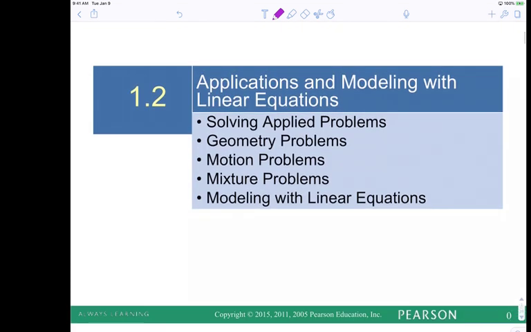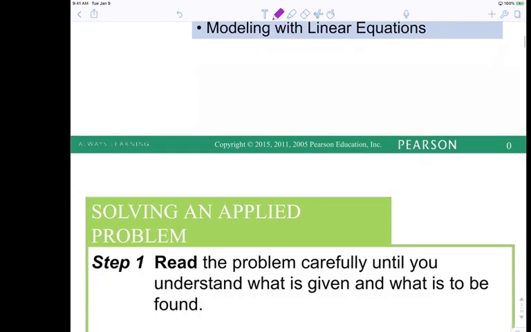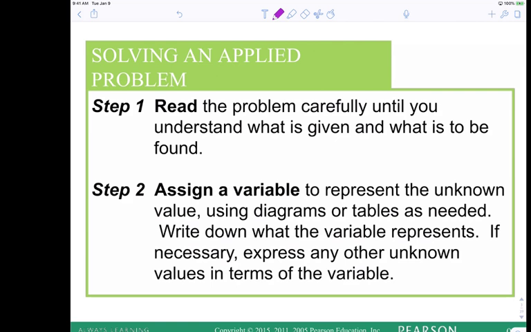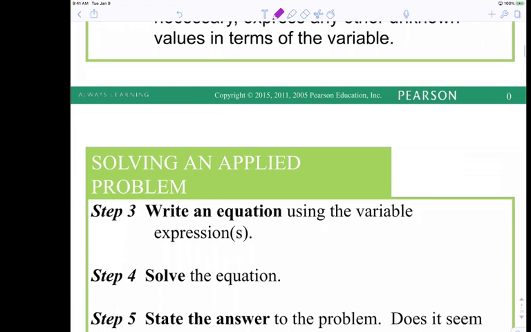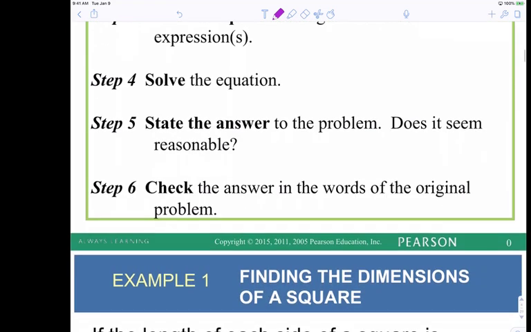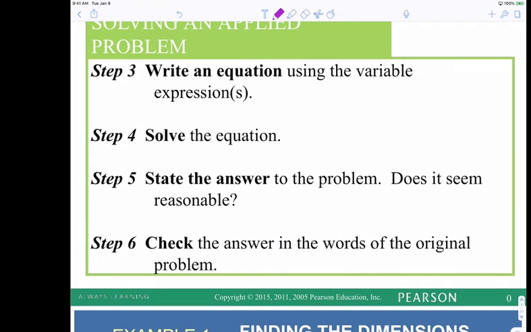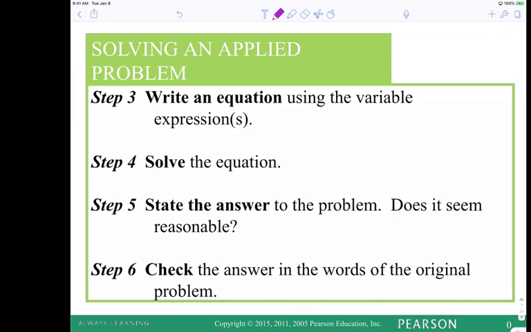So today we're going to move into section 1-2, applications and modeling with linear equations. We're just going to continue the discussion of linear equations. This stuff is kind of straightforward on solving an applied problem. Typically you want to read the question. You might have to read it several times. Assign a variable to represent your unknown. Maybe organize the data and draw a picture. So you want to organize it, either draw a picture or create a chart or a label or something of that nature to organize the data.